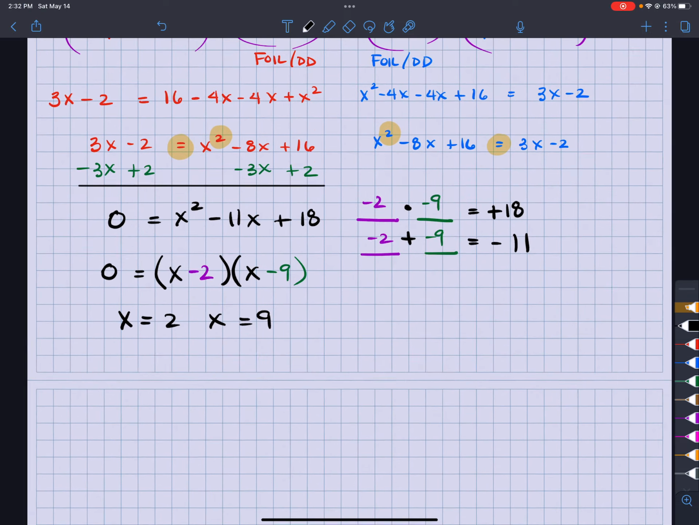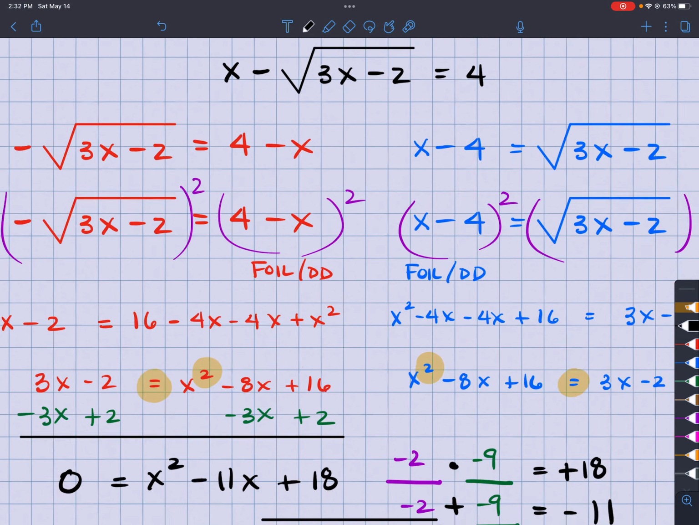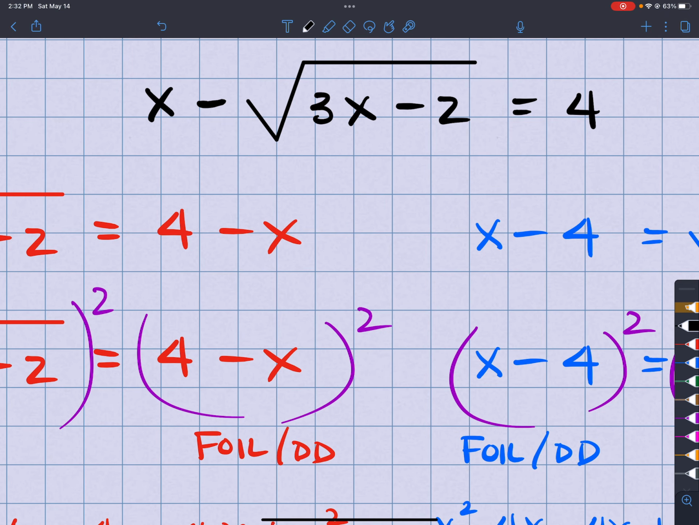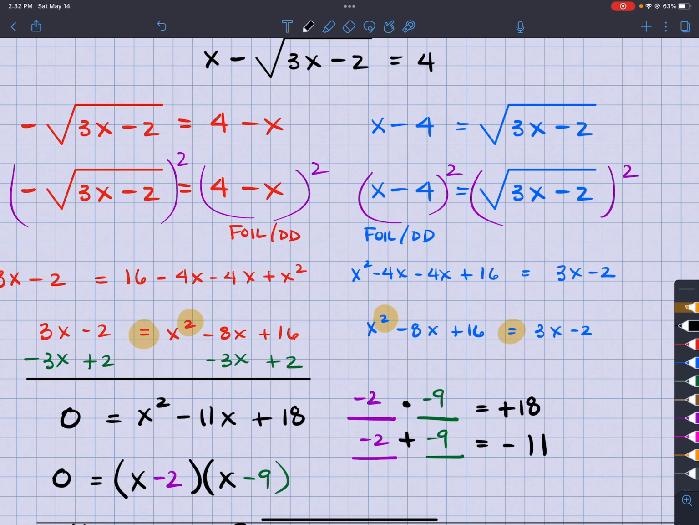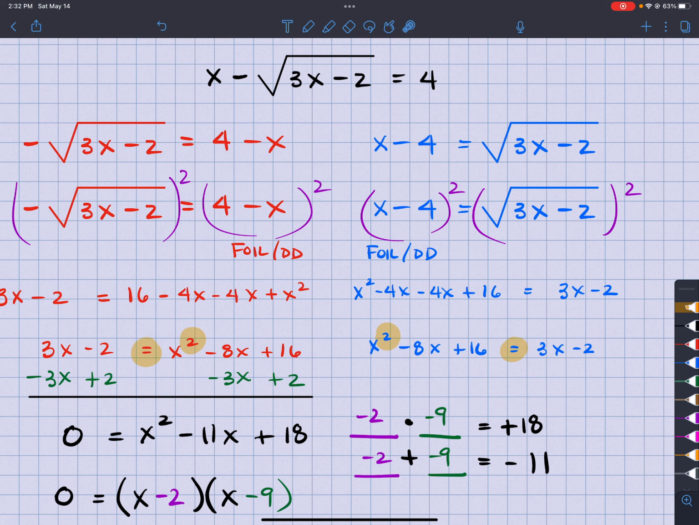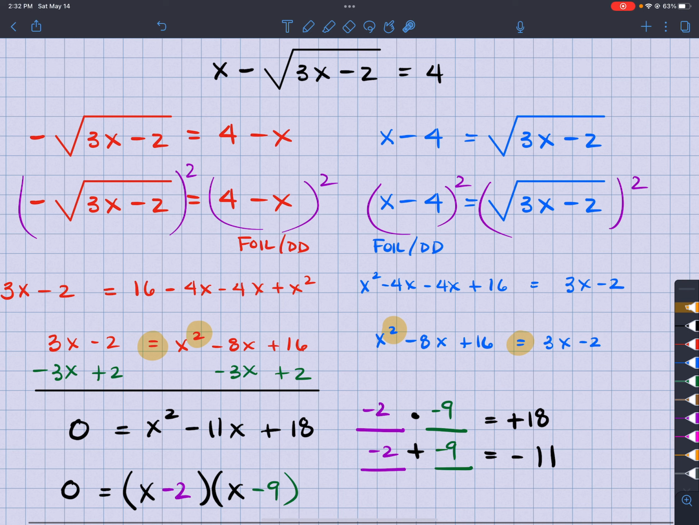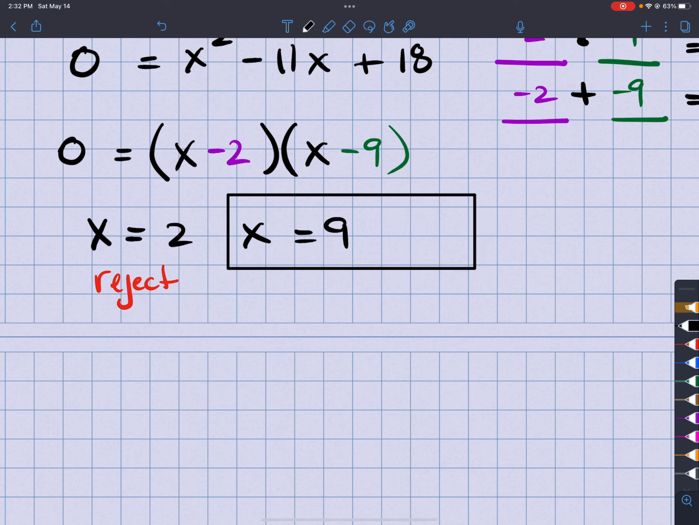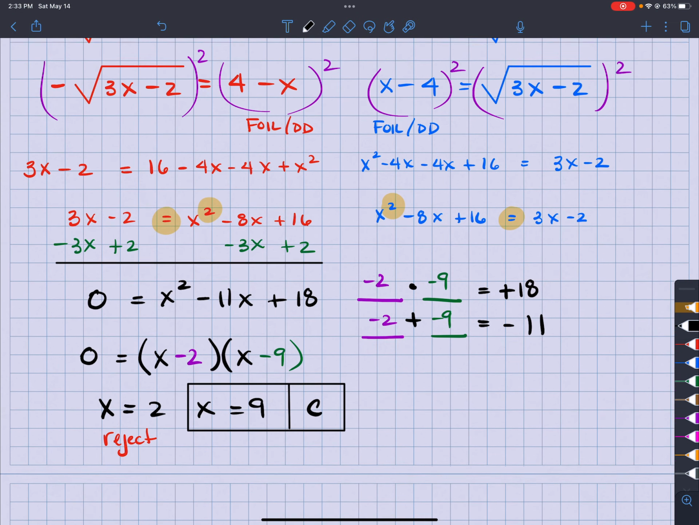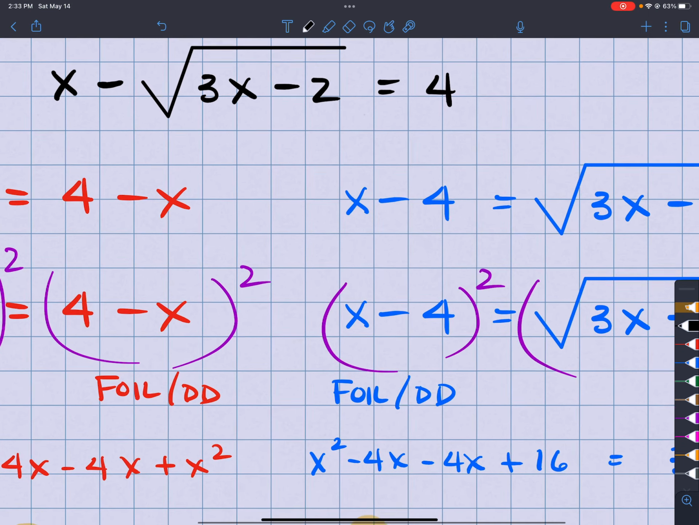Now, we do need to check these answers, because this problem is a square root problem. Do I need you to show me a long, written out check? No, I do not. I would tell you to put the 2 in for x and see if it equals 4. And then put the 9 in for x and see if it equals 4. What you're going to find out is that the 2 is not going to give you a 4, so you have to reject this answer. But the 9 does give you the 4. So that's your only answer, which is choice C. And the reason why you need a 4 is because this equation is equal to 4. Okie dokie.